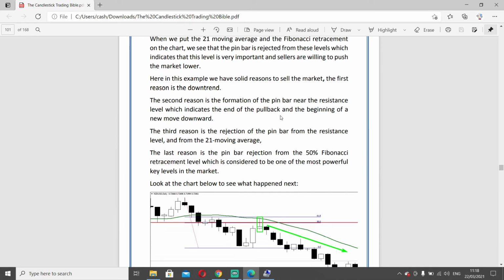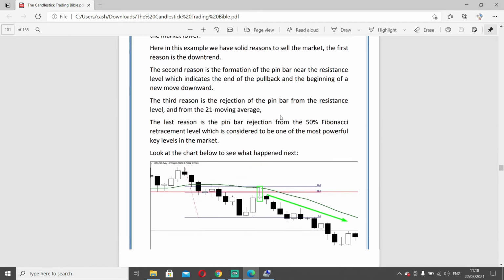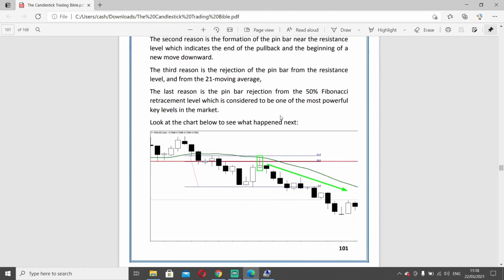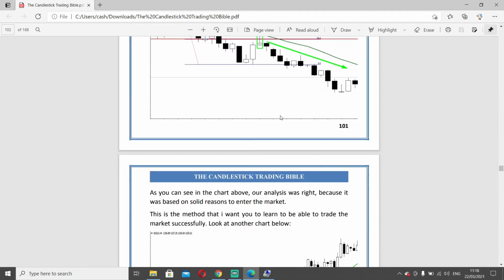And the last is the rejection from the 50 Fibonacci retracement, which I do not use, but it is a very powerful tool. And I have seen other traders using it, such as Swaggy C, Daniel Savage, Mamba FX. So if they're using it, it shows that it works and it's been working for them from their results.